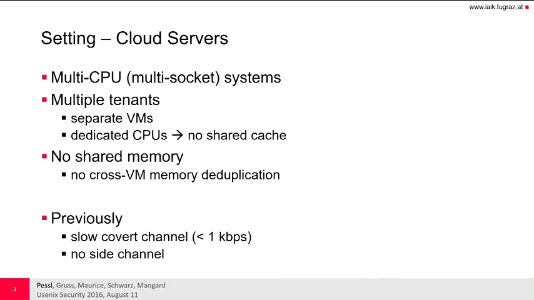Also, we assume that there is no shared memory in the form of, for instance, cross-VM memory deduplication. This is often also disabled for security reasons, and for instance, we saw yesterday that disabling that might be a good idea. Previously, in this scenario, we only had a slow covert channel with a transmission rate of less than 1 kilobit per second, and also no side channel attack.